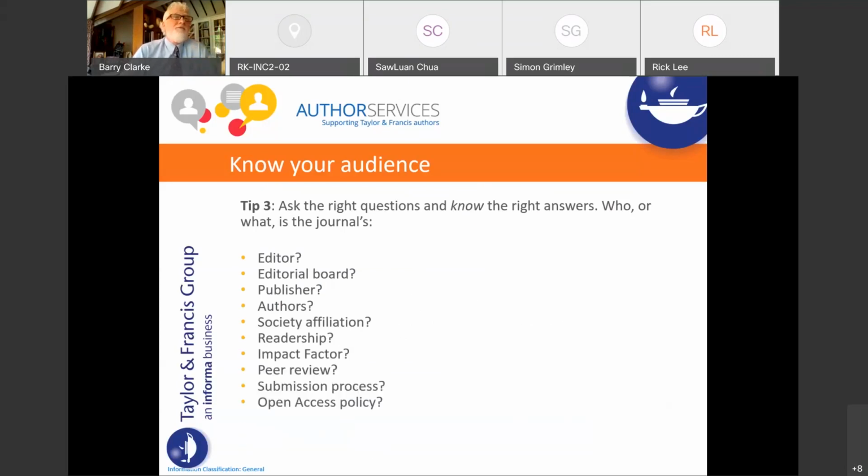And then there are other factors that you can look at. The impact factor of the journal, that may be important to you or the people around you or your funding body. Peer review. Some journals are not peer reviewed, the better ones are. So make sure that that is a question that you've asked yourself. What is the submission process? What is the open access policy? Open access is a changing ecosystem, and Ed will give more details about this later, but do check what the open access policy is on the journal website.